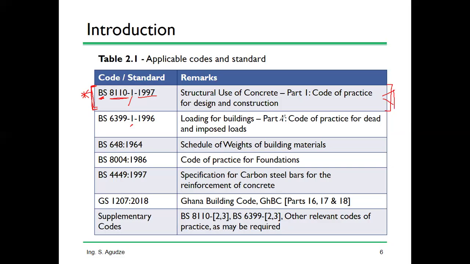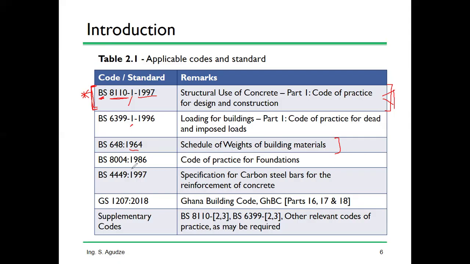Then we also have BS 648, 1964. This one, you have various materials, timber, concrete, plastic, whatever material we use in building. And it gives you their weight densities or unit densities, right? So based on that, you will be able to pick the weight of the various materials you'll be using, and you would be able to calculate their various weight or masses.